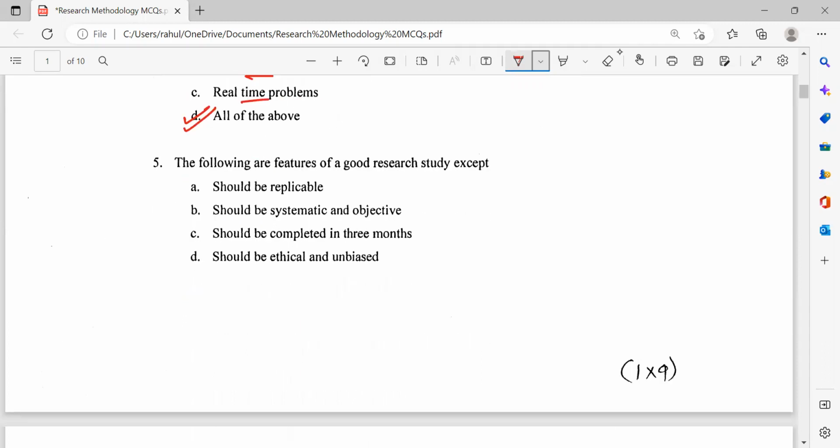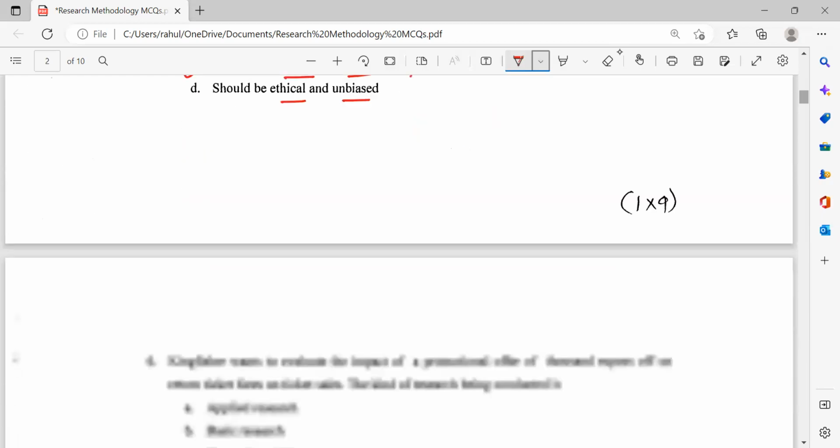Question number five. The following are features of a good research study except. Should be replicable, 100%. Your research study should be replicable. Should be systematic and objective, 100%. Should be completed within 3 months? No, it is not a feature of good research. And it should be ethical and unbiased, obviously. So except, option C is the correct answer, because we have asked which is not a good research study feature. So options A, B, and D are features of a good research study, but option C is out of it. So C is correct.